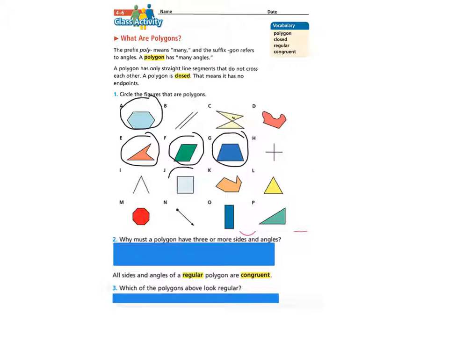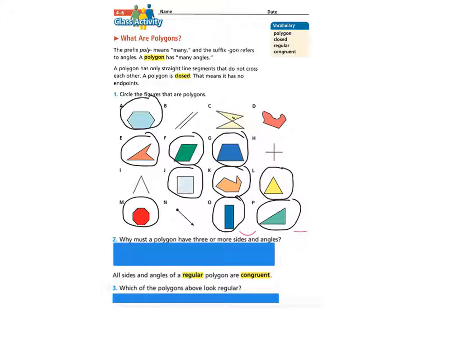J is another example of a polygon. K is an example of a polygon as well. How about L? Yep, it's a polygon too. M is a polygon. N, no, just a single line does not make a polygon. O is a polygon, and so is P.